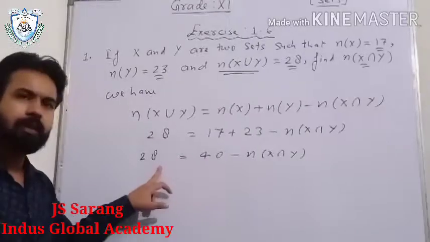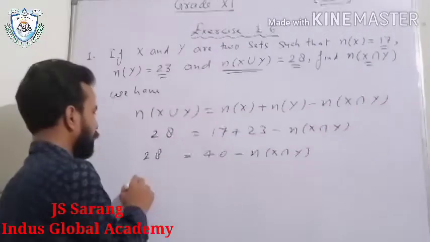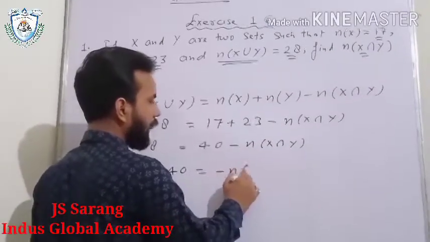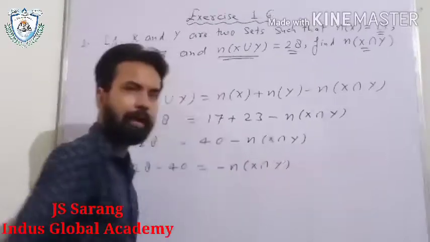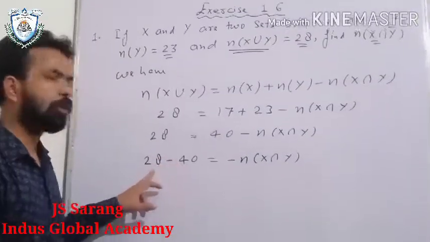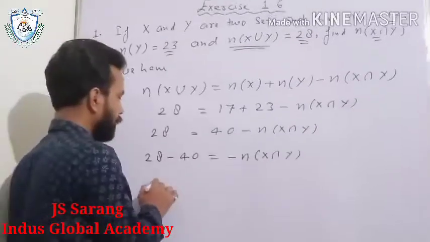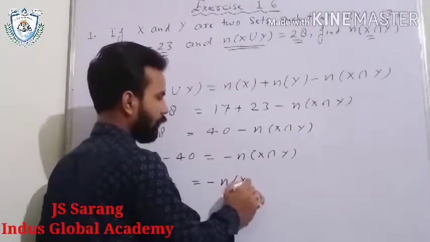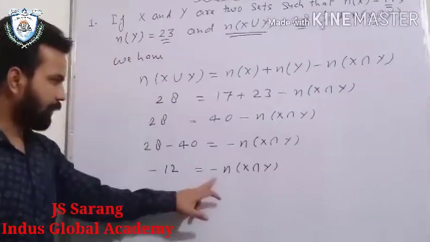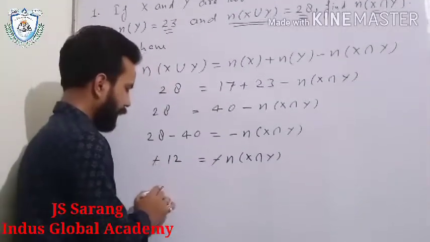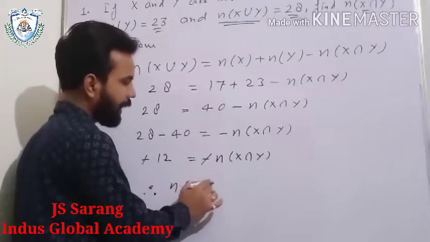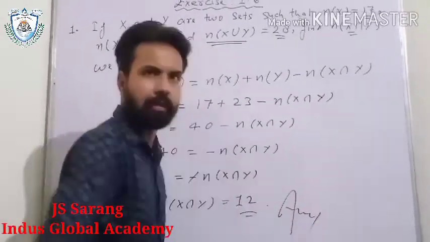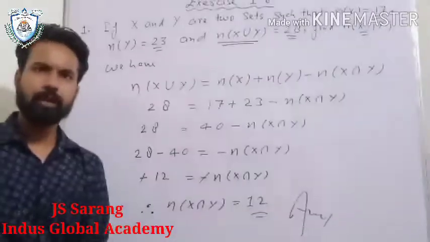Now this 40 can be shifted this side, so we can subtract it. 28 minus 40 is equal to, what is left here? Minus n of X intersection Y. Now we will subtract 40 from 28. What is left? Minus 12 equal to minus n of X intersection Y. Now this minus and this minus both can be cancelled. Hence we can say that number of elements in X intersection Y is equal to 12. So this is our answer. Hope it is clear to everyone. Very simple question is this.